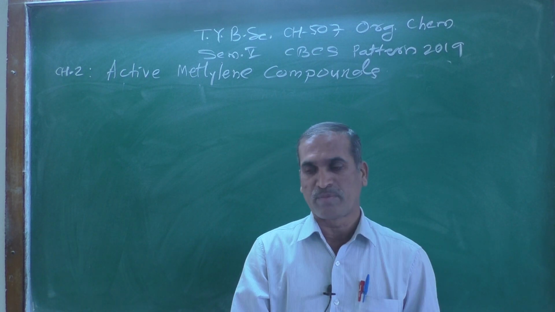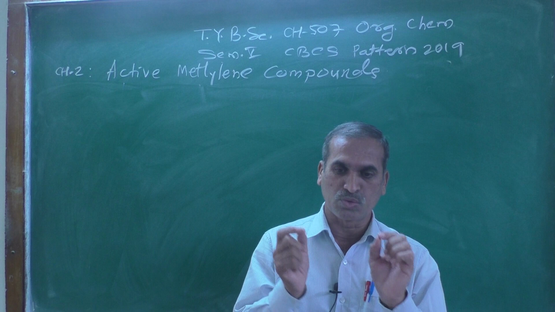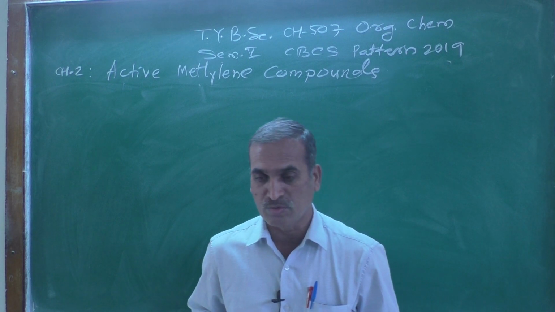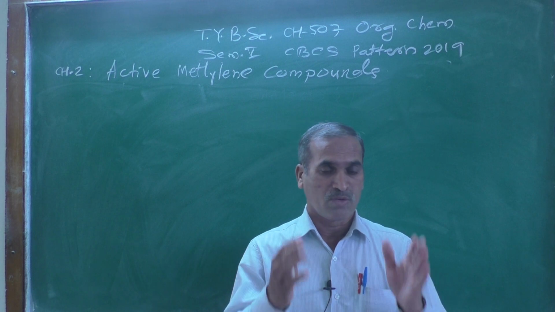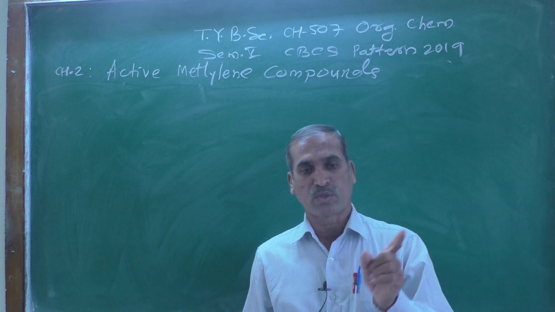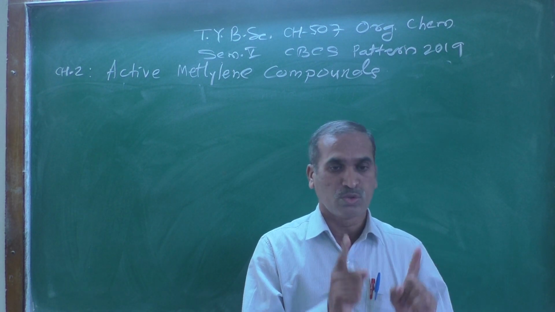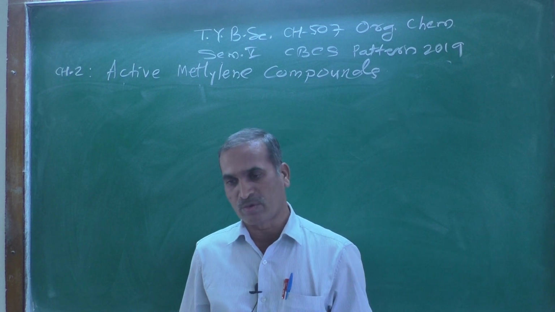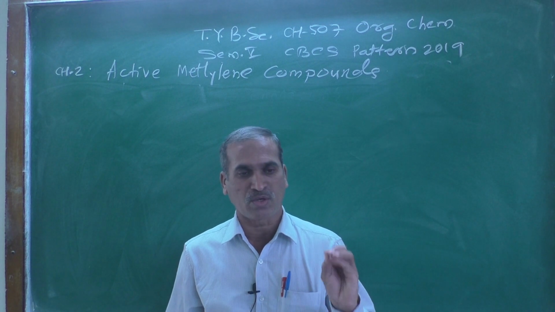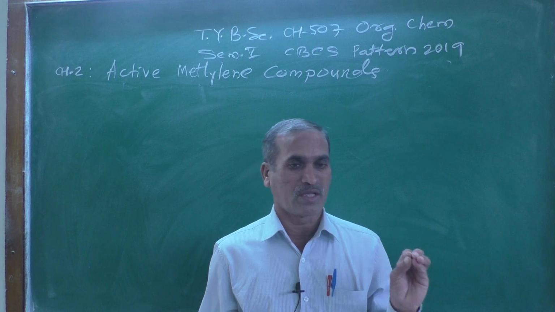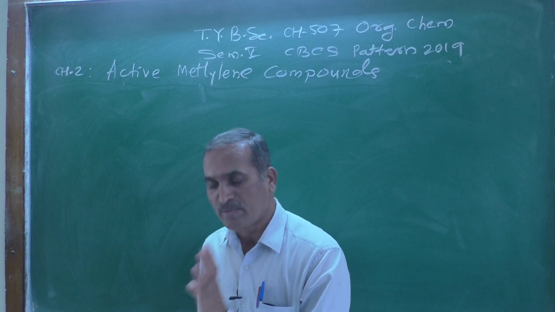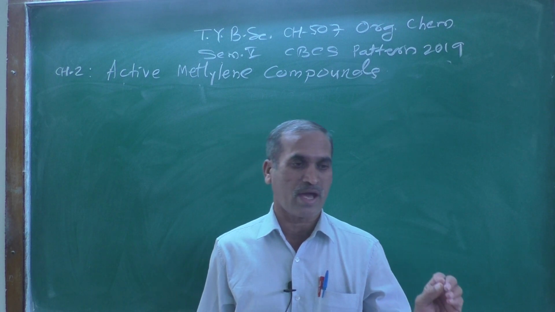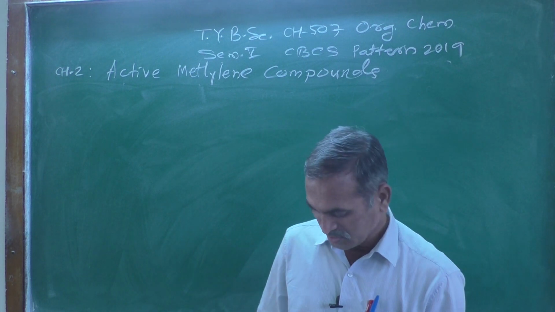Active methylene group means what? This CH2 group is called an active methylene group. When is it called an active methylene group? Because when this CH2 group is located between two strong electron withdrawing groups, then and only then we can call it an active methylene group, and such compounds are generally termed reactive or active methylene compounds.